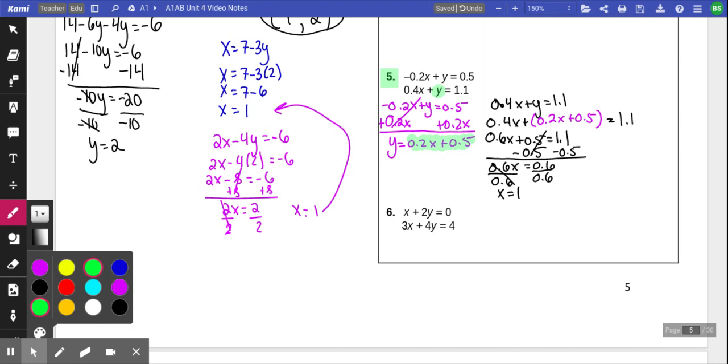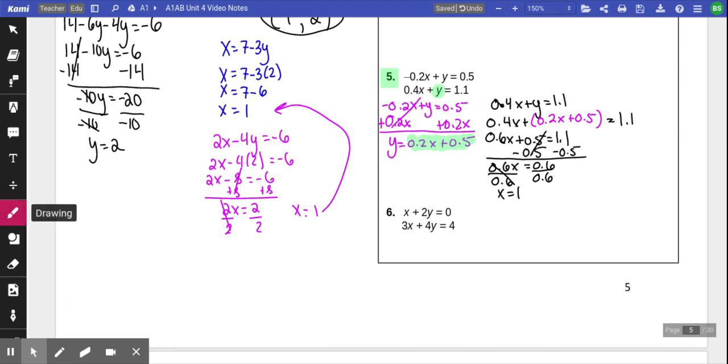One more step is to find the y value. You can plug the x value into either of the originals up here, or you can plug it into the one you manipulated, because it still should be equivalent to whatever original you manipulated. So I'm going to plug it in here because this one's already solved for y. It has y is equal to. So we have y is equal to 0.2 times x, which is 1, plus 0.5. 1 times anything is itself. So we have y is equal to just 0.2 plus 0.5, and that leaves us with y is equal to 0.7. So our answer as a coordinate point is 1, 0.7.